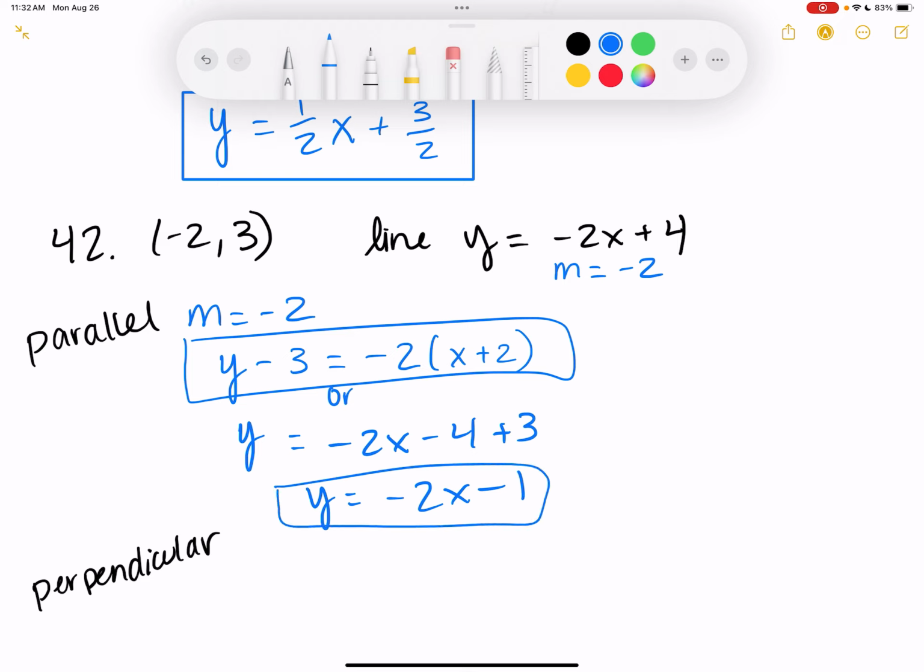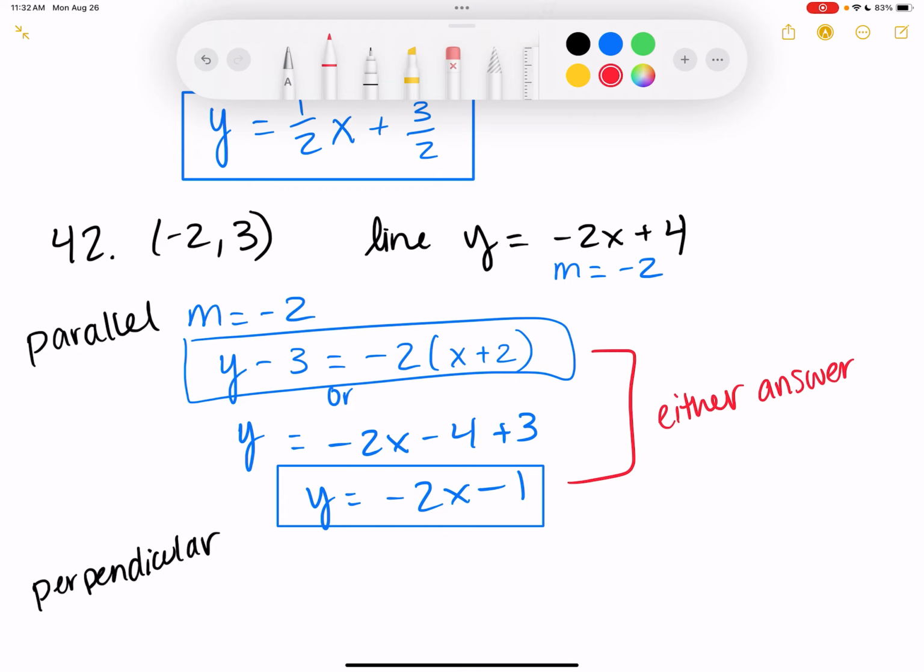So either of these two options are acceptable. If you wanted to do general, then obviously general, standard, whatever, you can do that too. But like I said, I don't like that one, so I don't show that one.